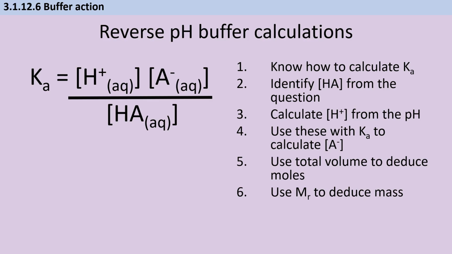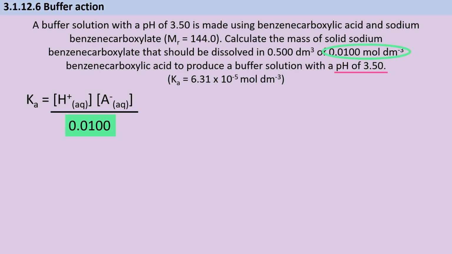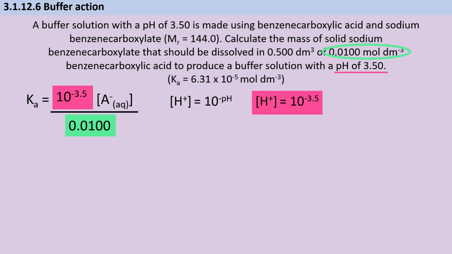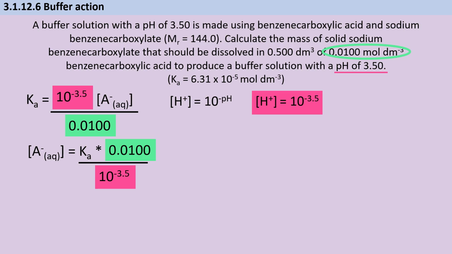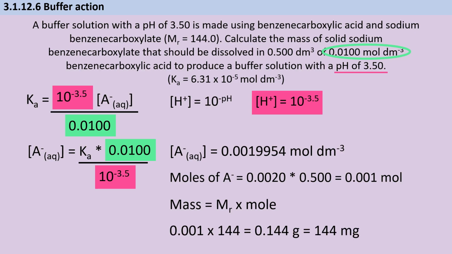You could be asked to do this in reverse and work out the mass of the solid salt added. As ever, I start with an expression for Ka and then figure out where I can substitute in some numbers. So I have the concentration of the acid from the question, and I can use my pH to work in reverse and work out the concentration of hydrogen ions, which can also be substituted in. Then I can rearrange this to get an expression for the concentration of the anions, and based on that I can work out the moles of the anions, and then I need to use mass as Mr times moles, so I would use the Mr, which in this instance is given in the question, to work out a mass, which here I've been asked to convert into milligrams.